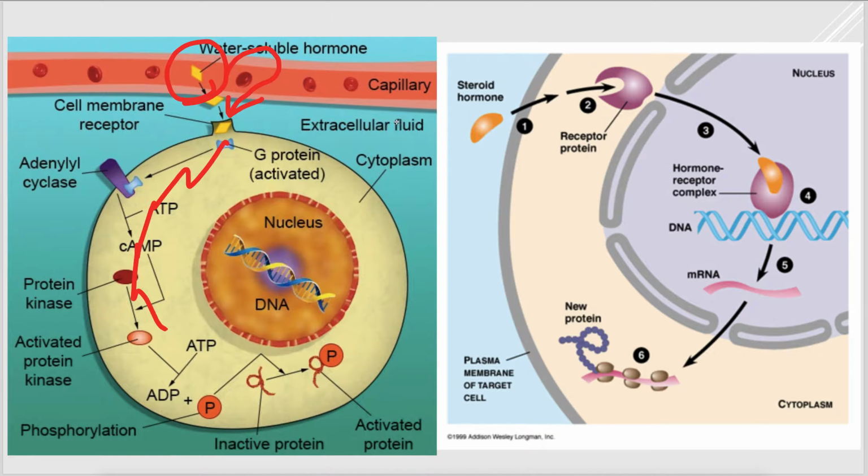Now, steroid hormones are also going to bind to receptors, but since they are lipids, they will move right through the lipid bilayer, and they'll bind to receptors inside the cell, intracellular receptors, and then they will directly alter gene expression. So it's really important to understand the difference between these two groups of hormones because of how they interact with target cells.